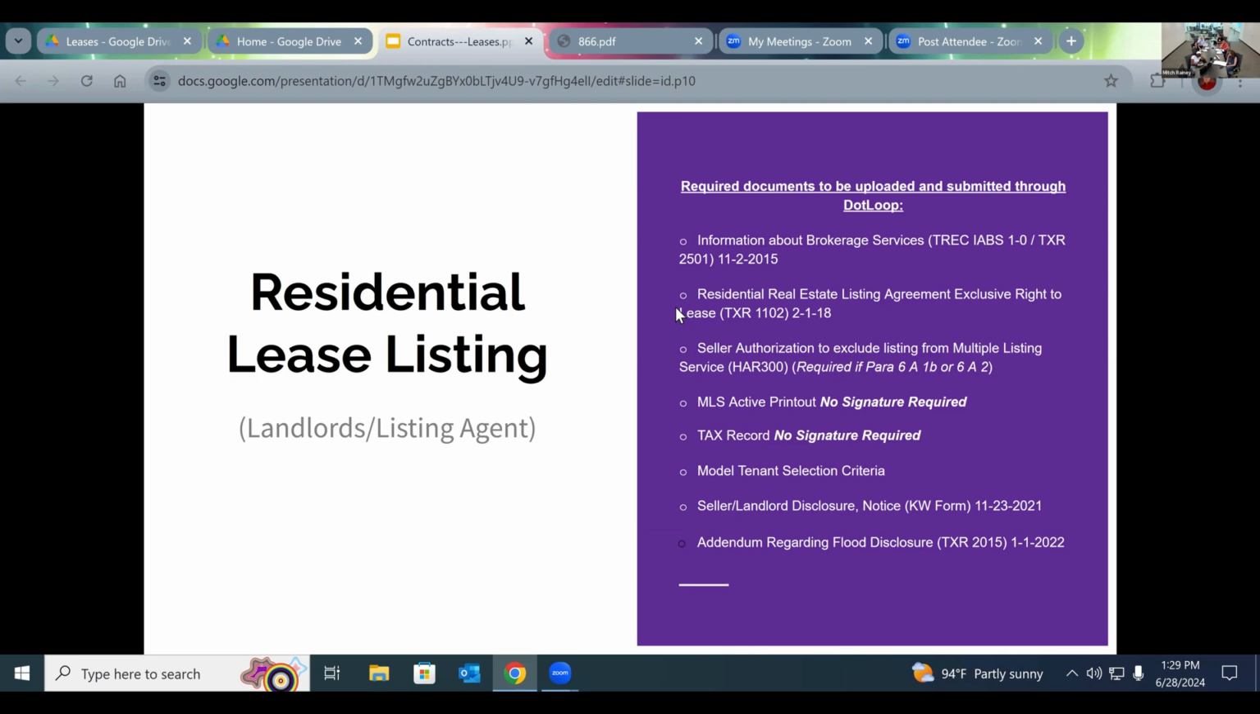About that one, the KW disclosure, it covers the flood also. It does, but we don't have one that we use. We do have it for landlords, but not for tenants. But the flood is in there. But there is the state required flood disclosure. Okay. That's separate.